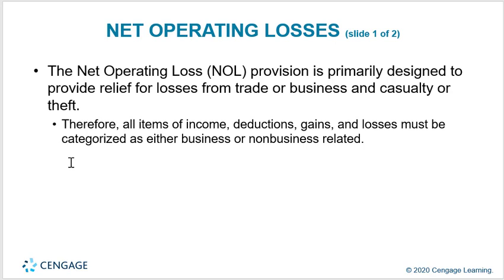The net operating loss provisions are primarily designed to provide relief for loss from trade or business and casualty or theft. Therefore, all items of income, deduction, gains, and losses must be categorized as either business or non-business related.